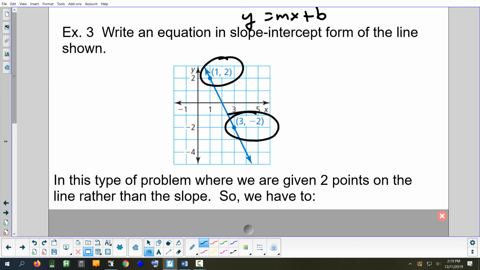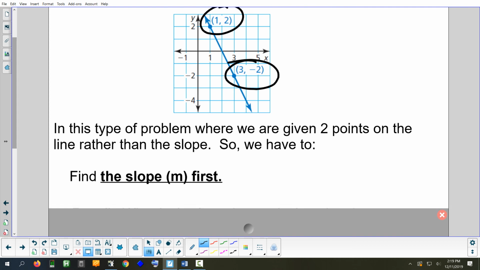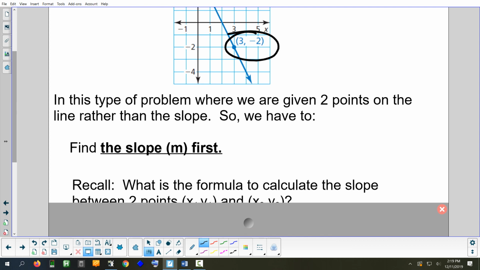So in this type of problem, you're given 2 points. What do you have to have, though? You've got to know the slope. So we're going to have to find the slope first. So where it says find, and then there's a line, put find, and then what's in bold? The slope first. Find the slope first.